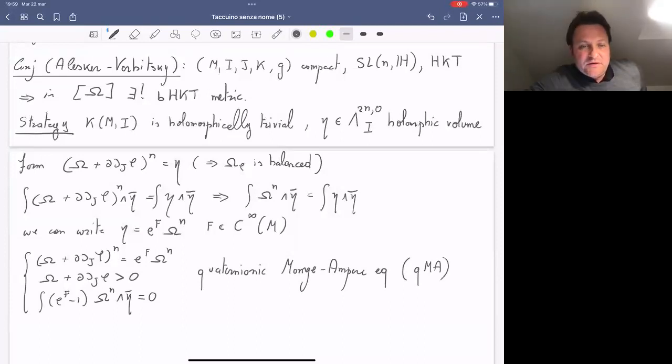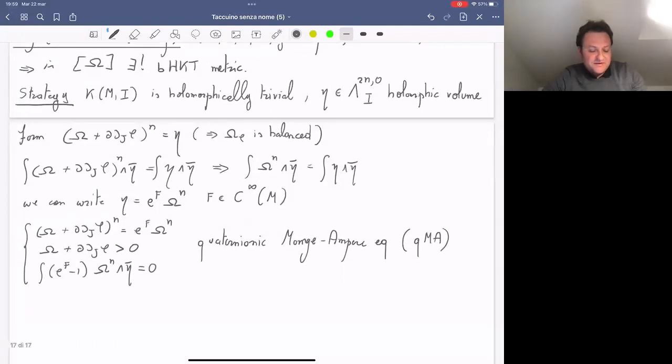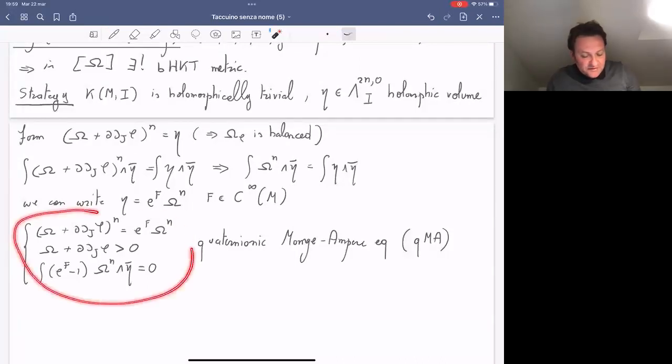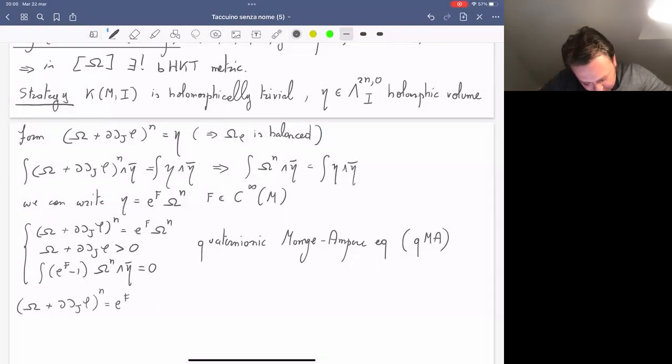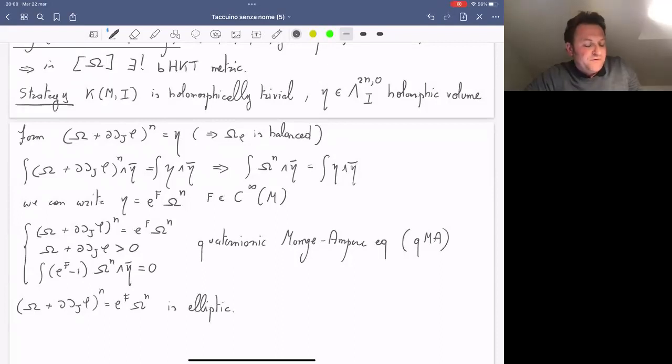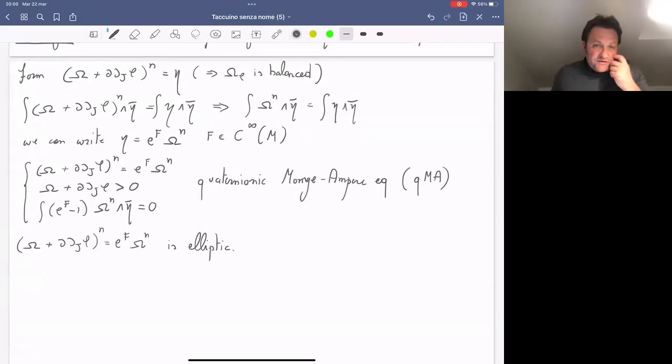Okay, so the conjecture can be restated by saying that this equation always has a solution. So this equation has some nice properties. The first one is that this equation is elliptic. And maybe one of the main difficulties in studying the equation is that usually it's not possible to use some special coordinates, and so if this equation is written in local coordinates, it is usually very involved.